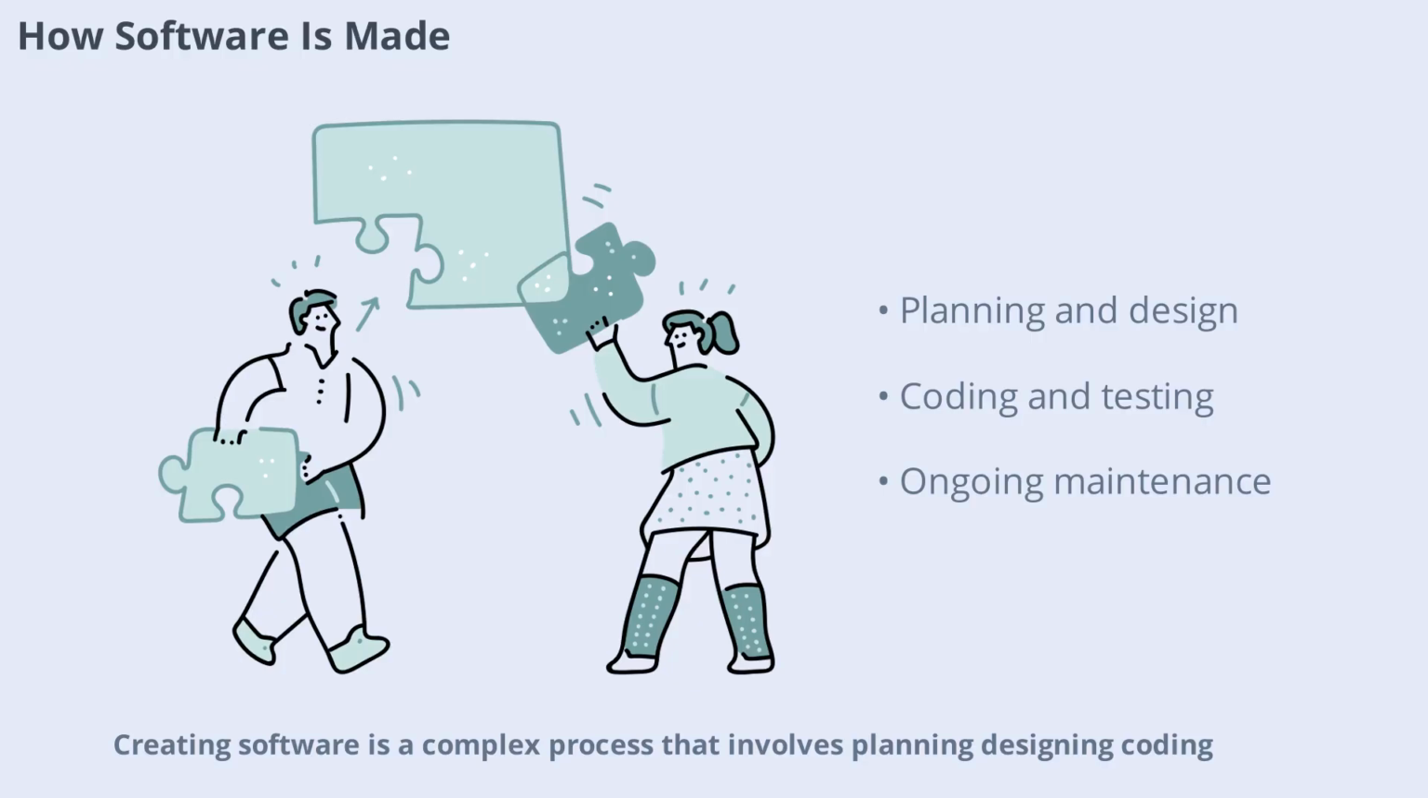Creating software is a complex process that involves planning, designing, coding, testing, and maintaining. Developers use programming languages to write instructions that computers can understand. The process often starts with identifying a problem or need, then designing a solution, coding it, and finally testing to ensure it works as intended. Maintenance is ongoing, as software needs updates and bug fixes over time.